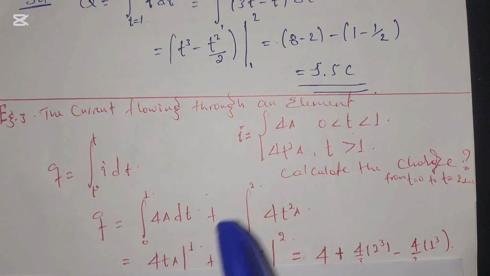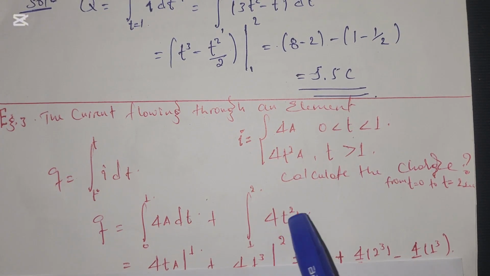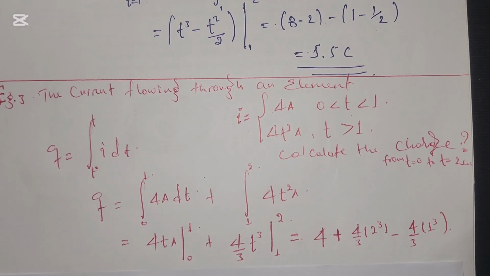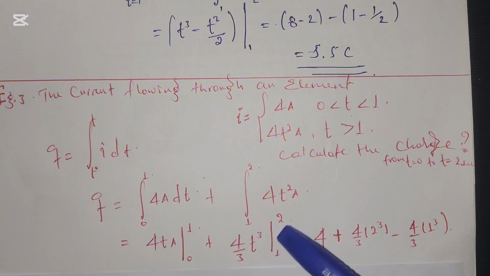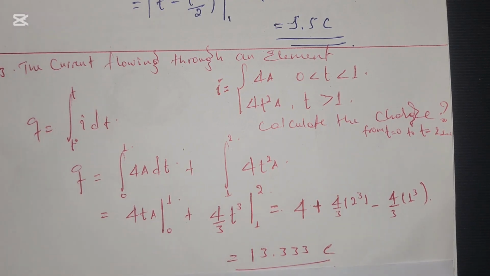The integration of 4 is simply 4t, and the integration of 4t squared is 4 over 3 t cubed. Inserting the time into the equation, the first part gives us 4, and for the second part, inserting 1 and 2, the solution will be 13.333 coulomb. This is the final answer.